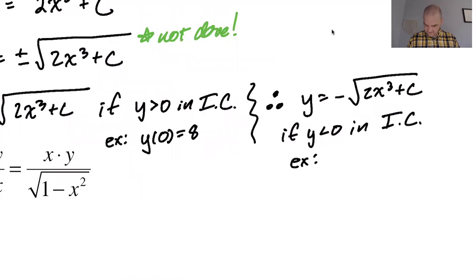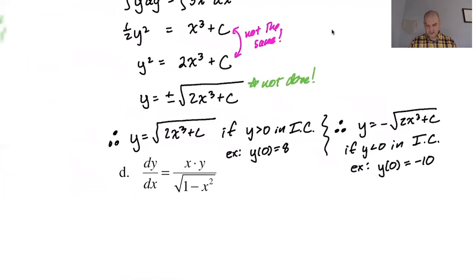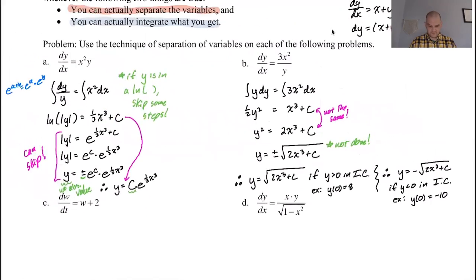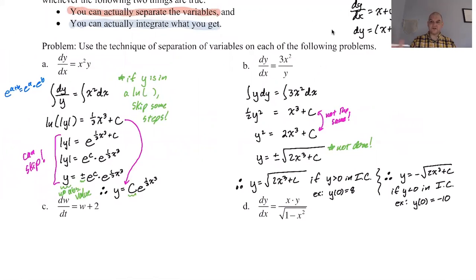For example, if y of 0 equaled negative 10, you'd need to be able to get a negative out of there. So you're going to make a choice. There's a lot of choices that you have to make along the way. Each of these problems so far has had its own little weird kind of thing to it.